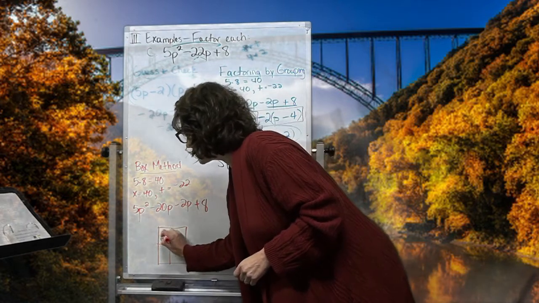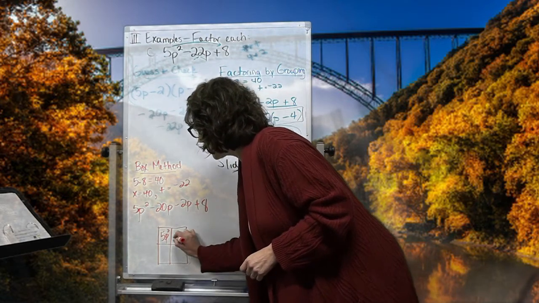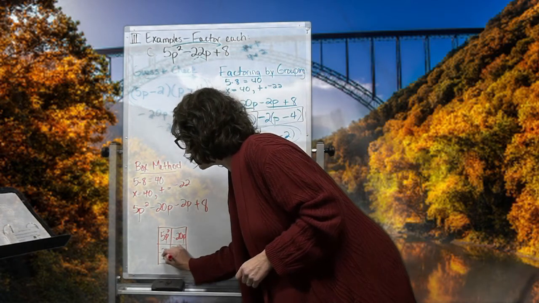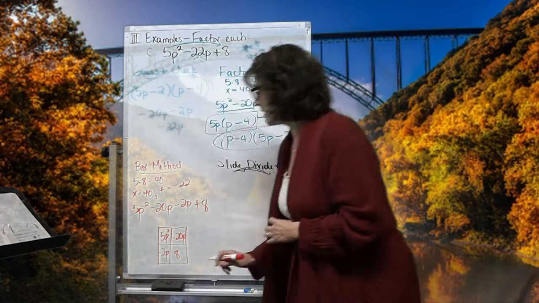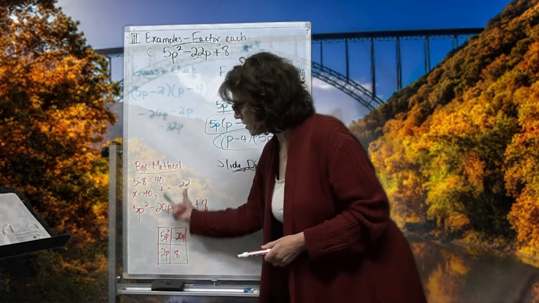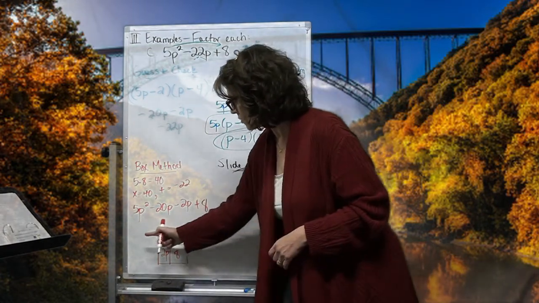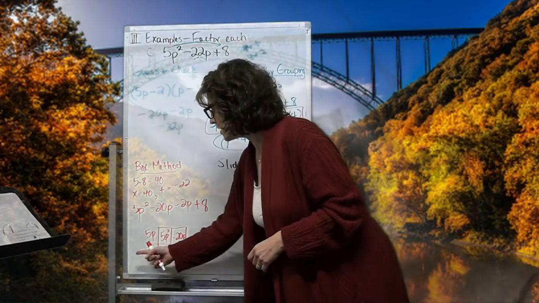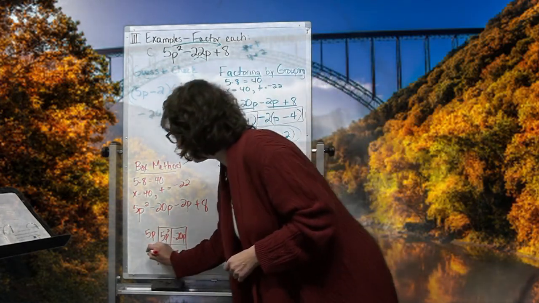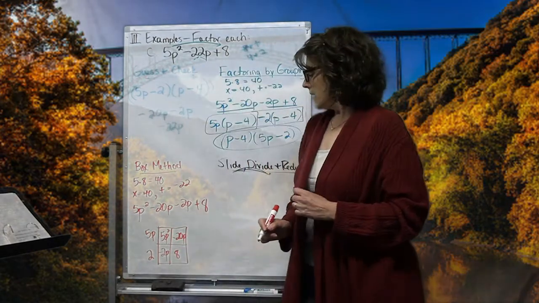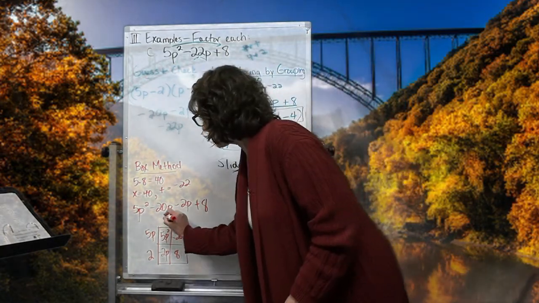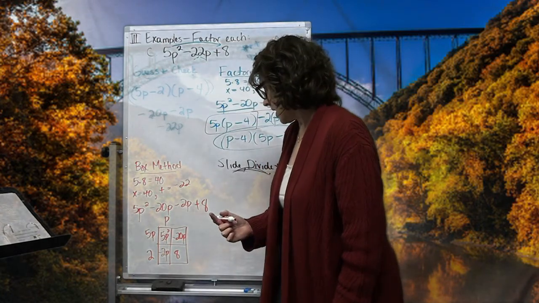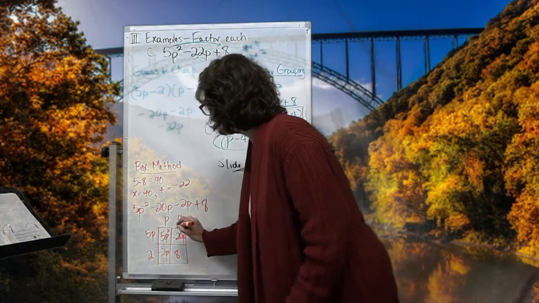So my 5p squared goes here, my negative 20p goes here, my negative 2p goes here, and my positive 8 goes here. And I'm going to factor across the rows and up the columns. When I go across this row, I can take a 5 and a p out of both. When I go across this one, I can definitely take that 2 out. Now when I go up this one, I can take a p out. And when I go up this one, I can take out a 4 out of both of those.